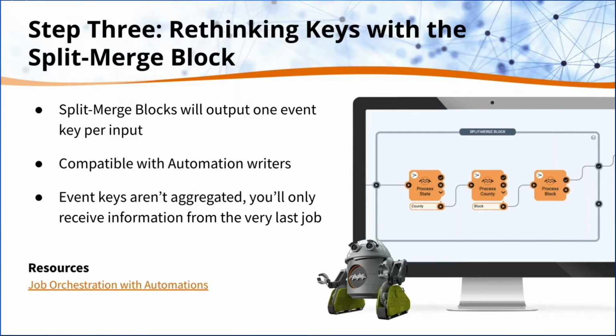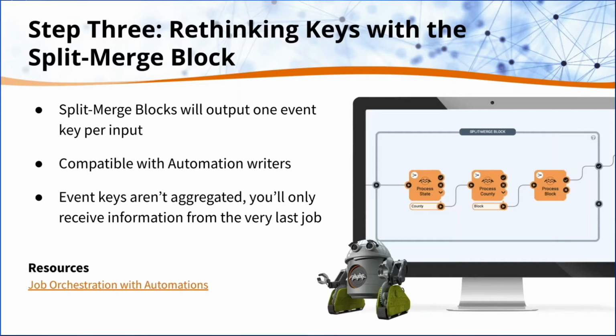So when automation writers are used to run downstream workspaces, these job requests can vastly increase based on the number of output features from the preceding workspace. So let's imagine we didn't have the split merge block in this example. The automation starts with an event trigger that generates one key, which then runs those downstream workspaces. If process state outputs 10 counties and process county outputs 20 blocks per county, that means process block at the very end is going to be running 200 times.